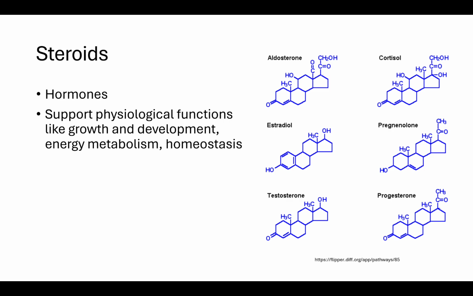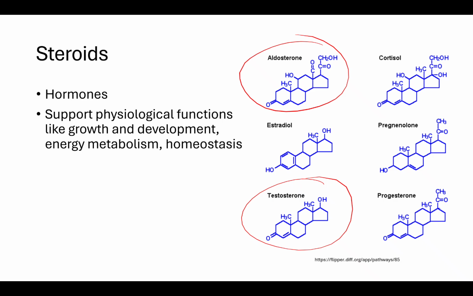You have the ones that are involved in gender determination, as well as when humans and animals go through puberty. So aldosterone and testosterone, those are going to be some of the androgens or male sex hormones. And then estradiol and progesterone, those are two of the estrogen family or female sex hormones.